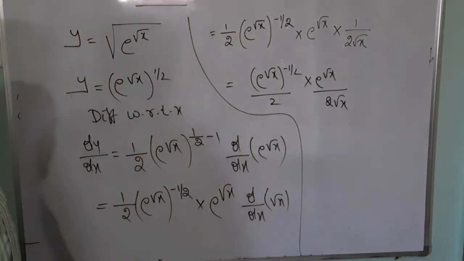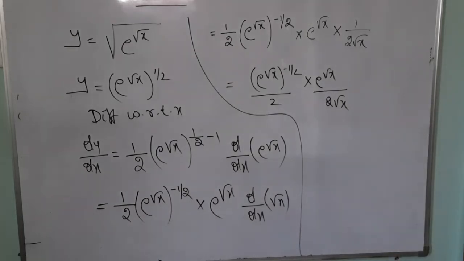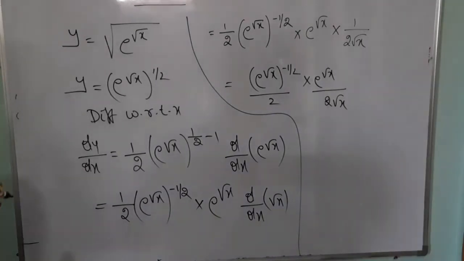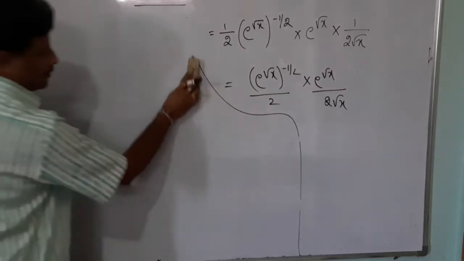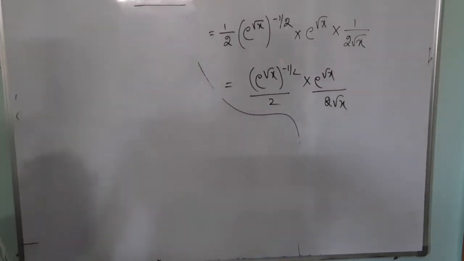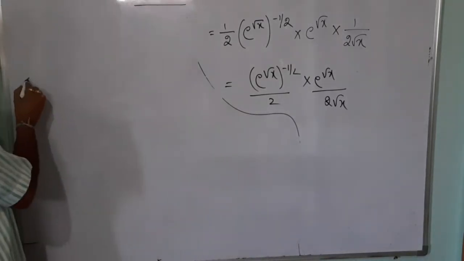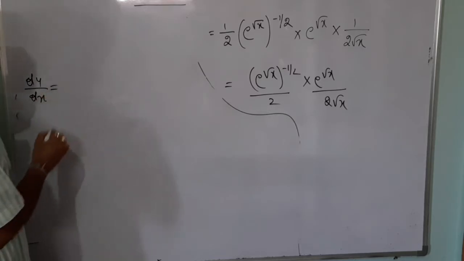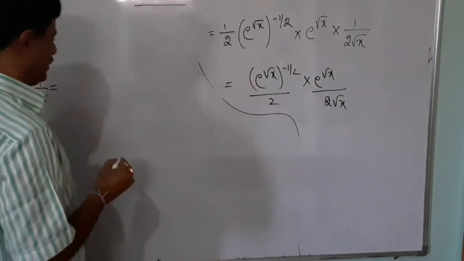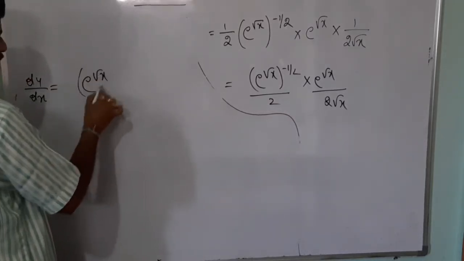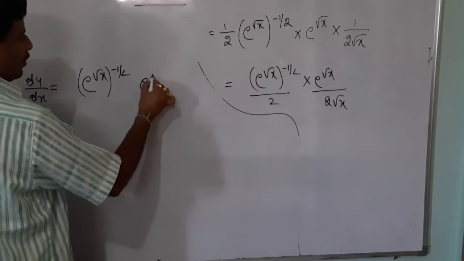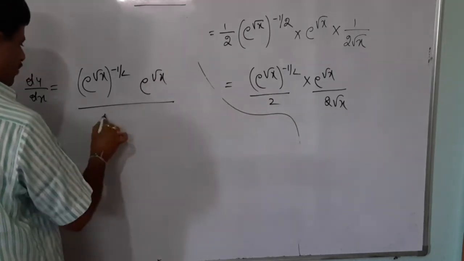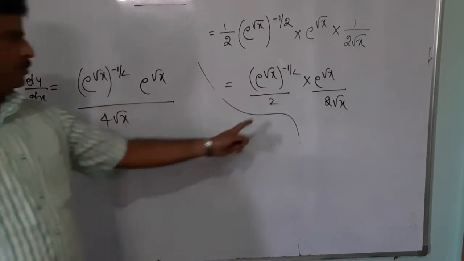Let me write this first. Okay, so look, I will do this. Next, look here, multiply this. dy by dx is equal to e to the power of root x, e to the power of root x whole to the power of minus 1/2, into e to the power of root x divided by 2 into 2 root x.